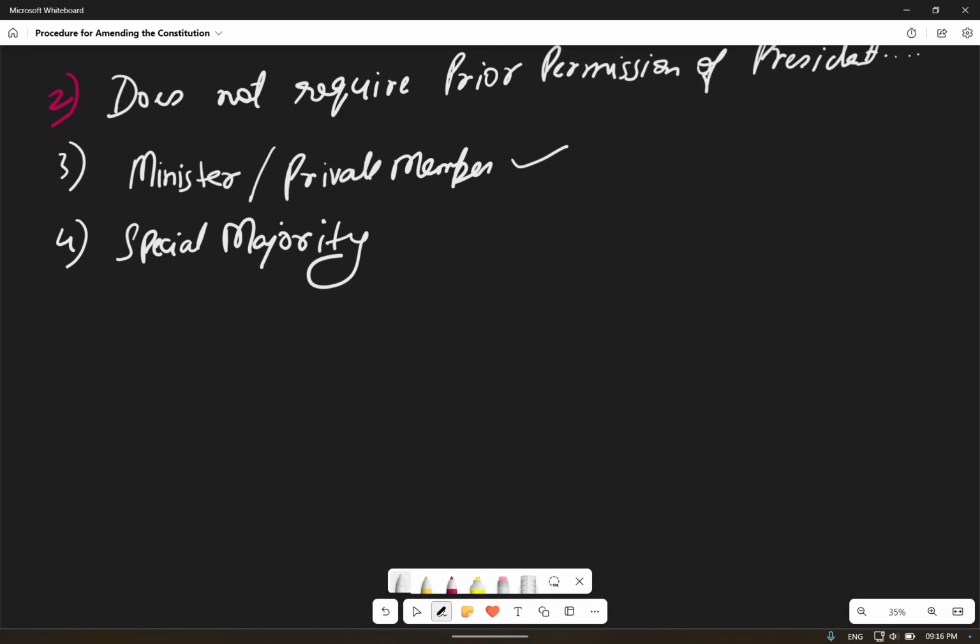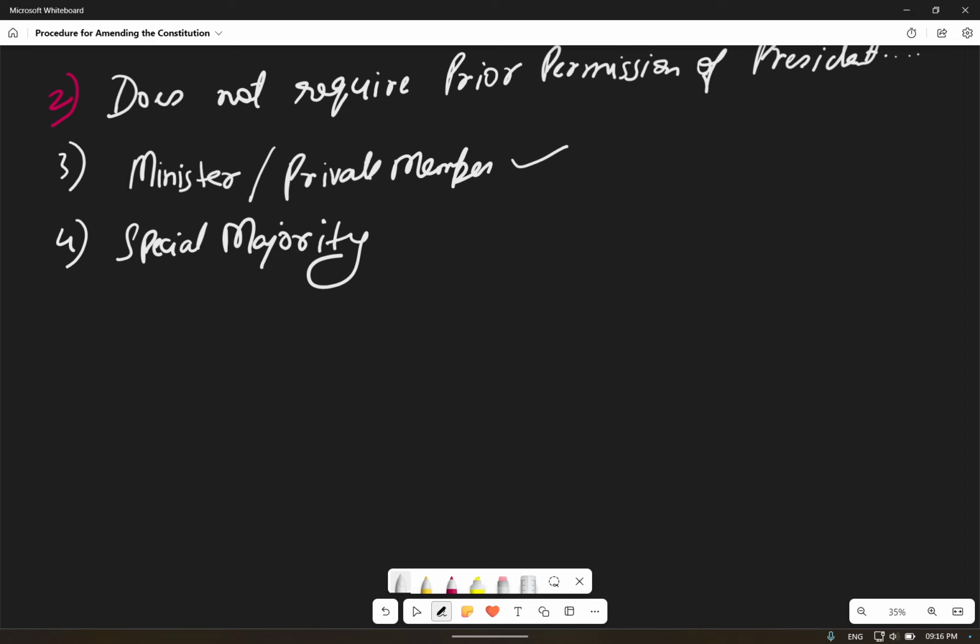And we have discussed what is majority. If you are getting confused, because I'm not going into detail on what a special majority is, what a simple majority is, please go into my majority lecture. You will understand in detail. I have explained it in detail with proper examples. Please go with that.